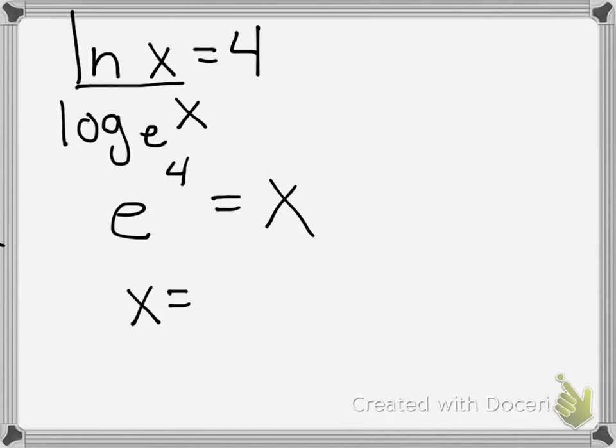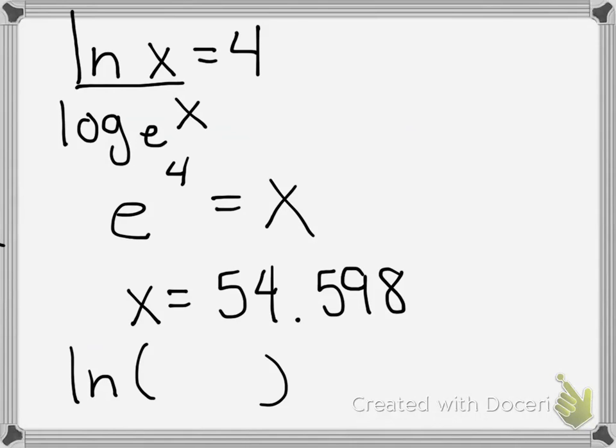So e to the 4th is about 54.5998. Okay. So then you can just check your work by plugging that back in and seeing, does ln of 54.598, is that approximately 4? And if you did it correctly, it should work out just fine.